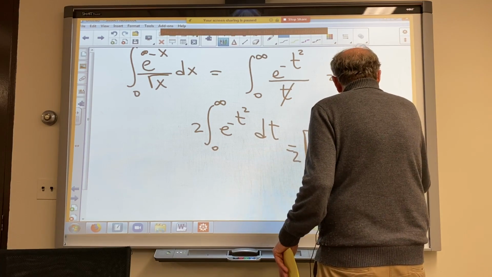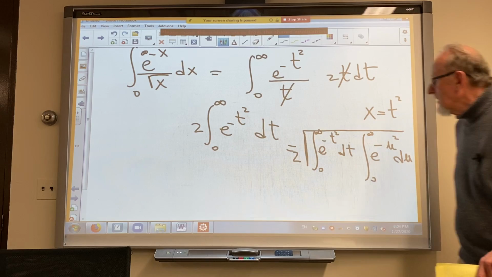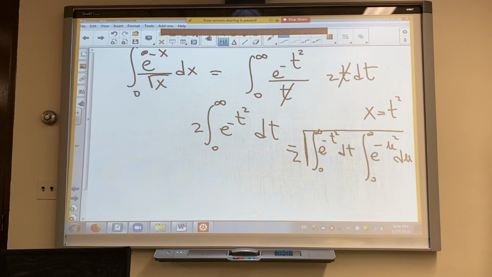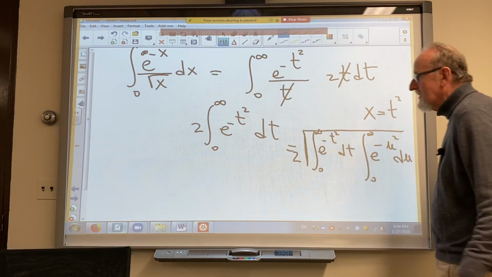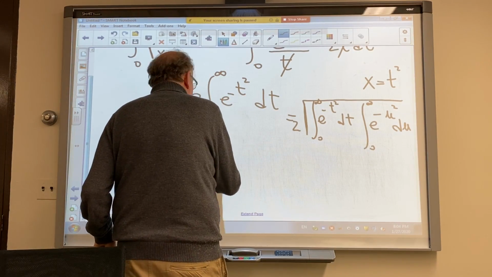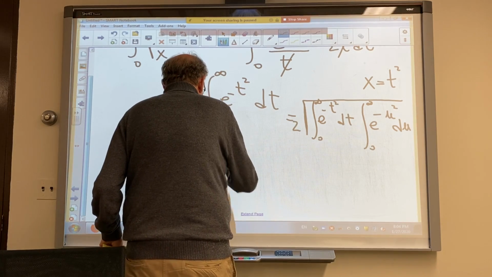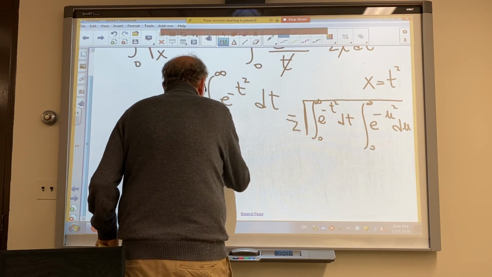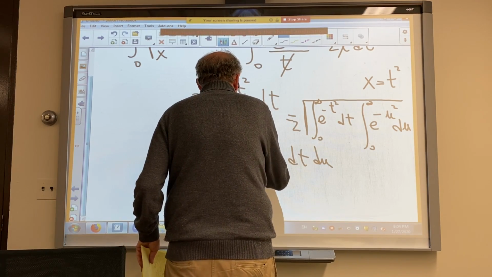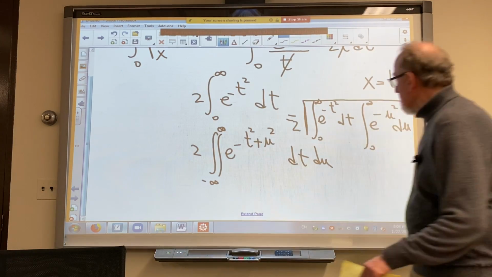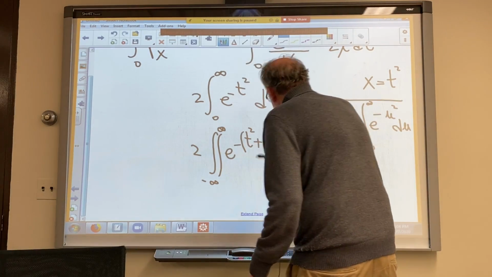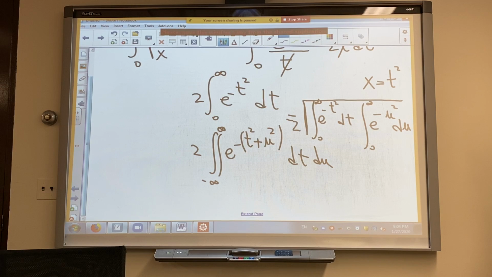So I write my integral as the product of twice the same integral, and then I take the square root. I didn't do anything crazy so far, but this turns out to be something very nice, because this is twice the integral between minus infinity and infinity dt du of e to the minus t squared plus u squared. Isn't this like an error function or something? Yeah, well, the Gaussian integrals and error functions are very much related.